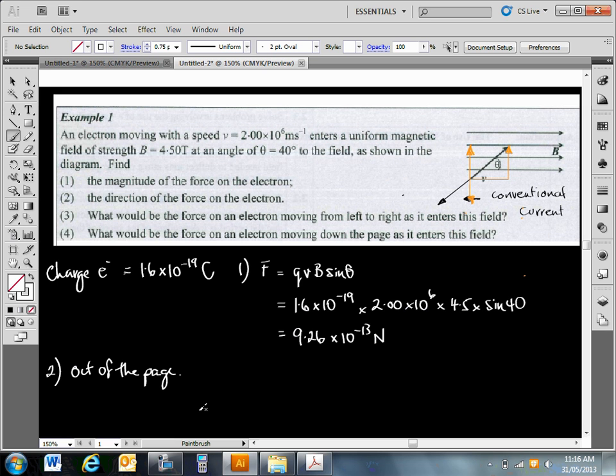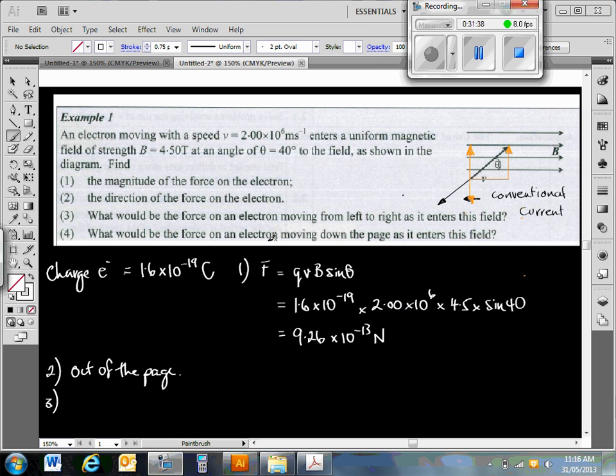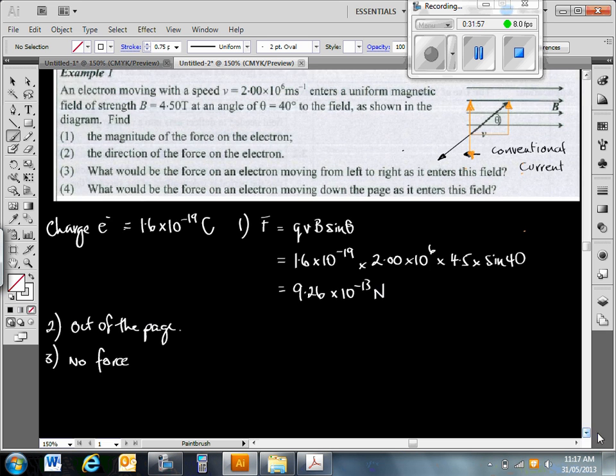Okay. 3. Did anybody do 3? What would be the force on an electron moving from left to right as it enters the field? The flow of charge will be parallel to this external magnetic field, so no force.